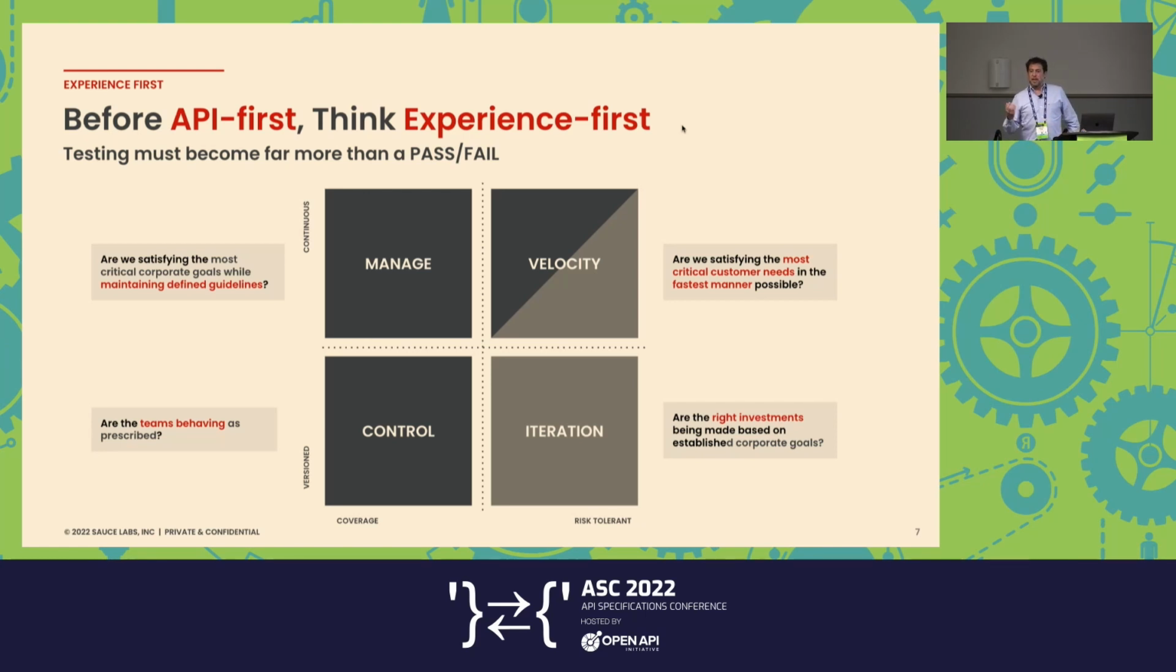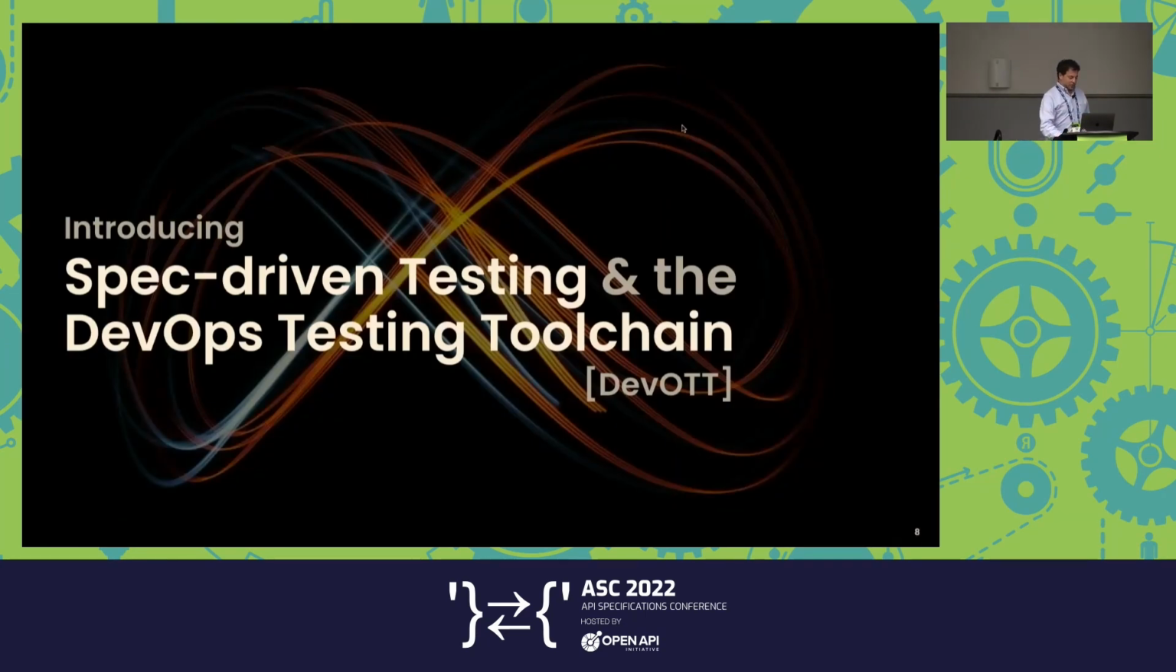And we think about the end user experience. What is it that we want the end users to achieve? And then from there, work backwards to what are the types of tests that we need to invoke. So those are some of the market dynamics that we've seen that are forcing organizations to change the way that they test. So with Sauce Labs, what we want to talk about today is spec-driven testing and what we call our DevOps test toolchain.